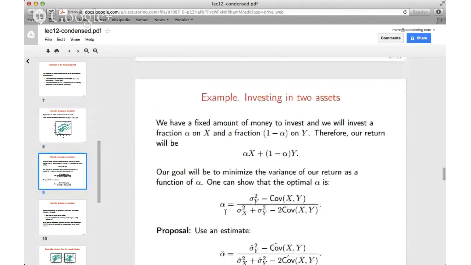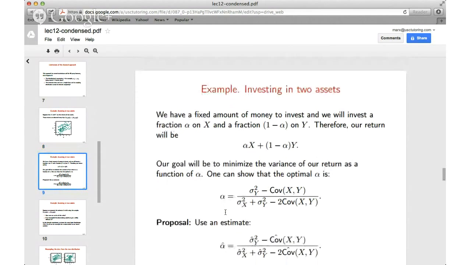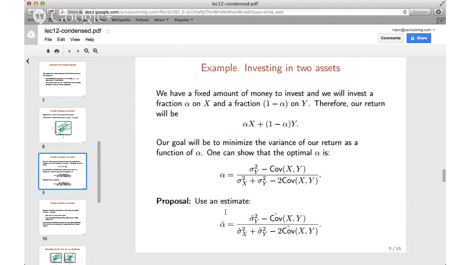We have a fixed amount of money to invest, and we will invest a fraction alpha on X and a fraction 1 minus alpha on Y. Therefore, our return will be alpha times X plus 1 minus alpha times Y. Our goal is to minimize the variance of our return as a function of alpha. One can show that the optimal alpha is obtained with this formula.